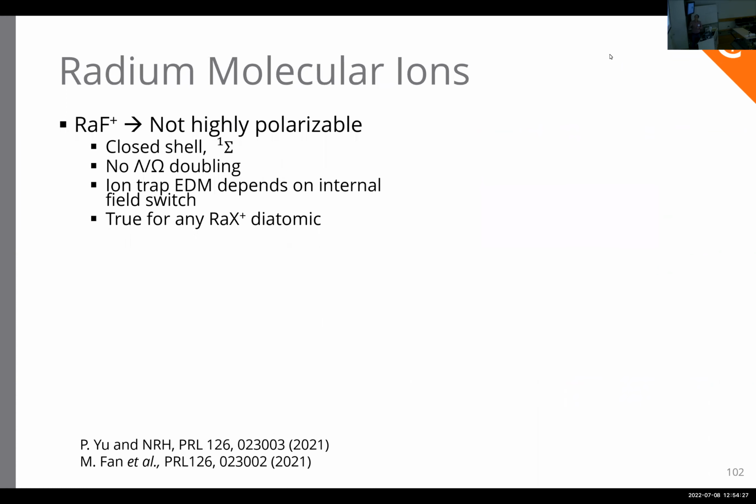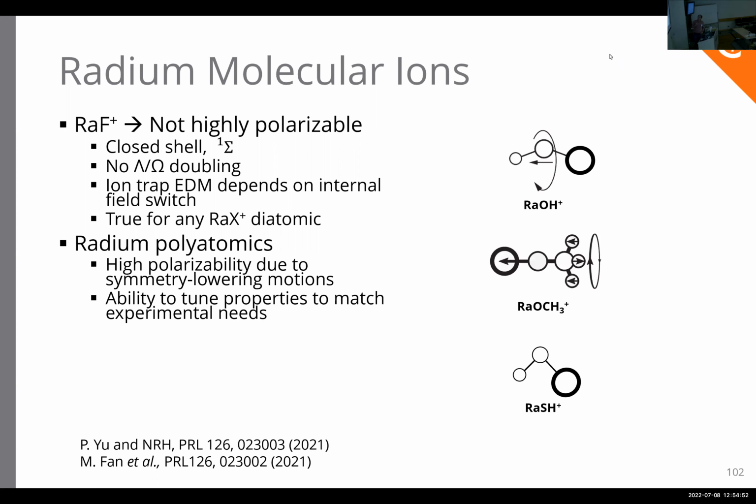But the challenge is radium fluoride plus, for example, doesn't have any parity doublets. It just has a closed-shell singlet sigma. So, not very useful for the ion trap experiment. But if you stick a polyatomic ligand at the end, then you can engineer the structure of the molecule to match your experimental method.